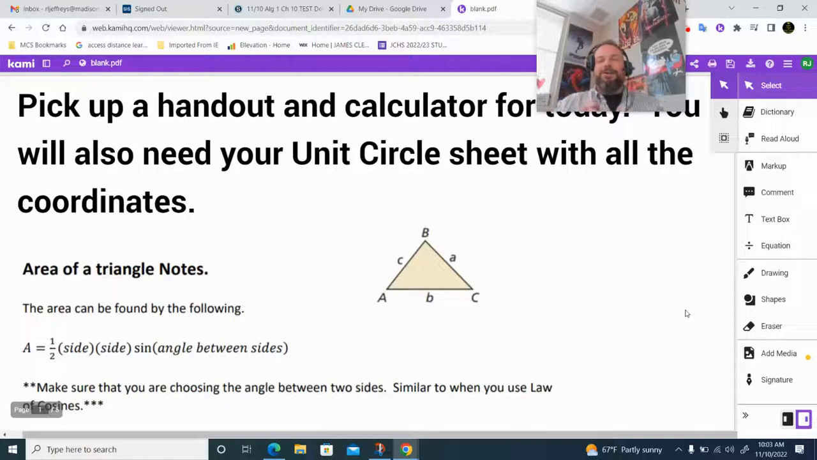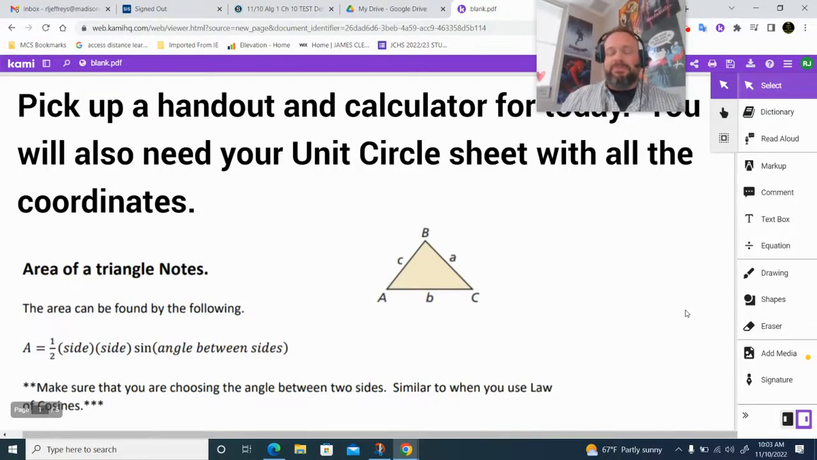All right, we're back. We're actually about to finish our unit with all this trig stuff. And again, I don't know why people try to make this a lot harder than it has to be.